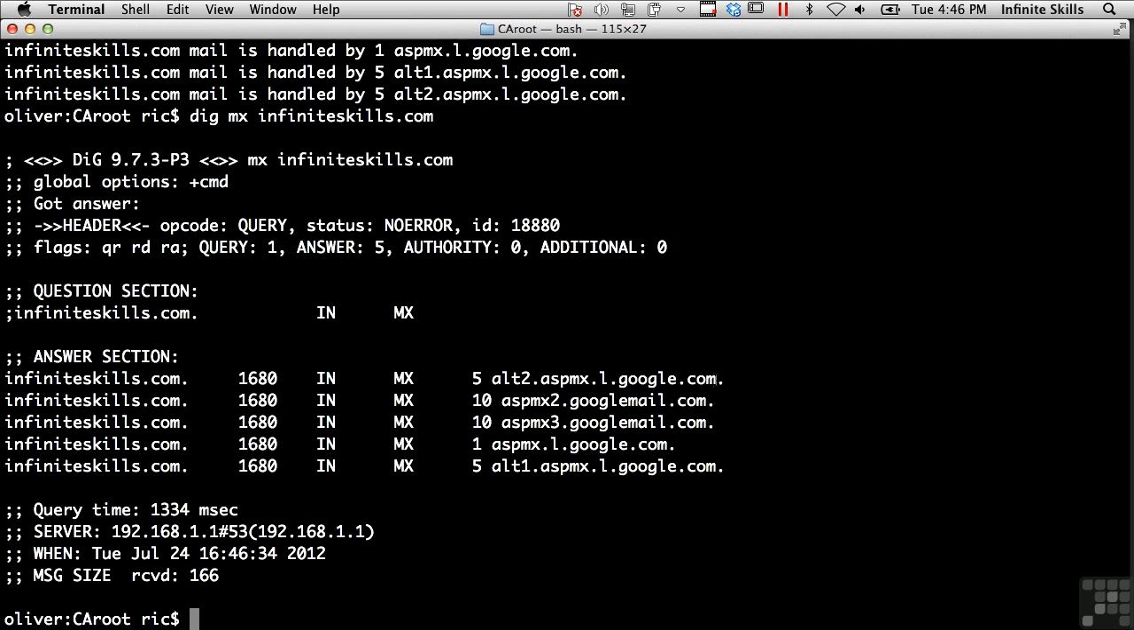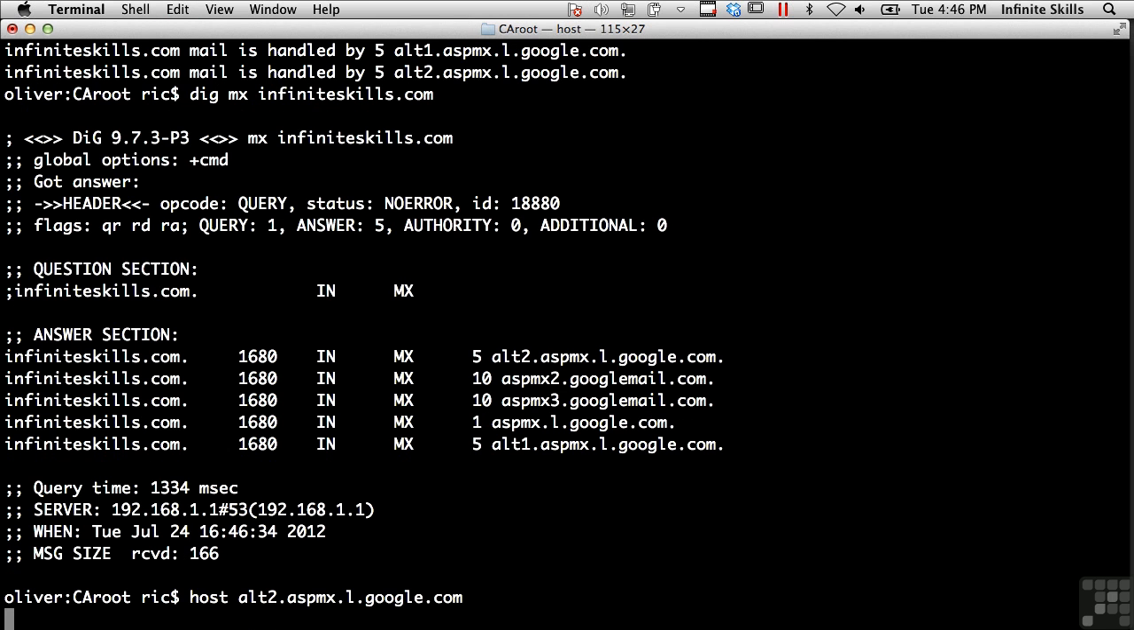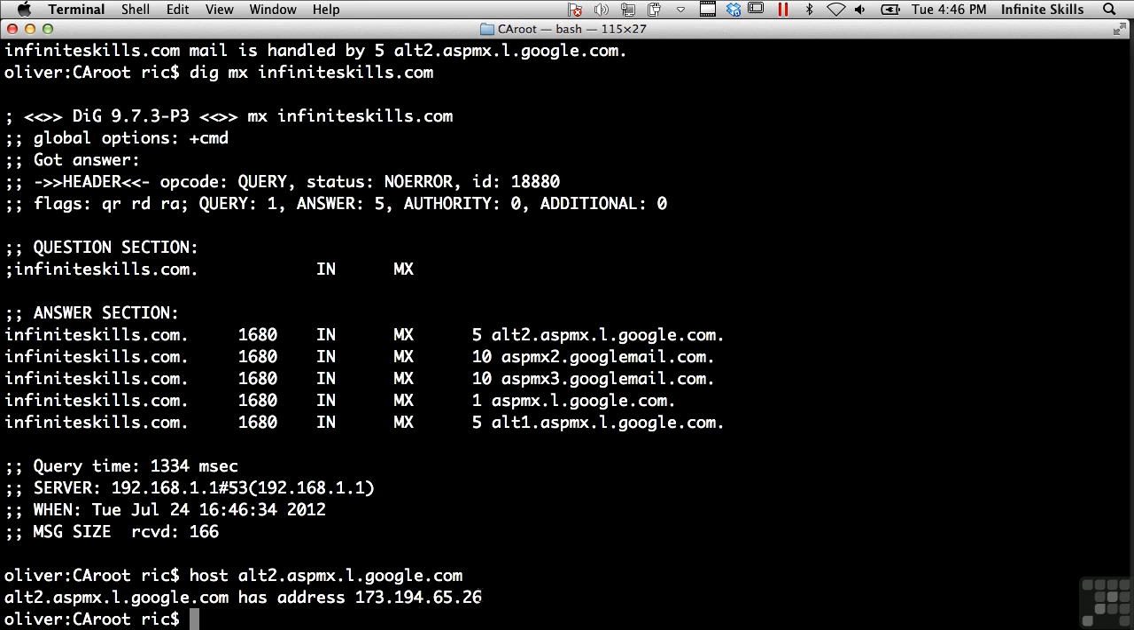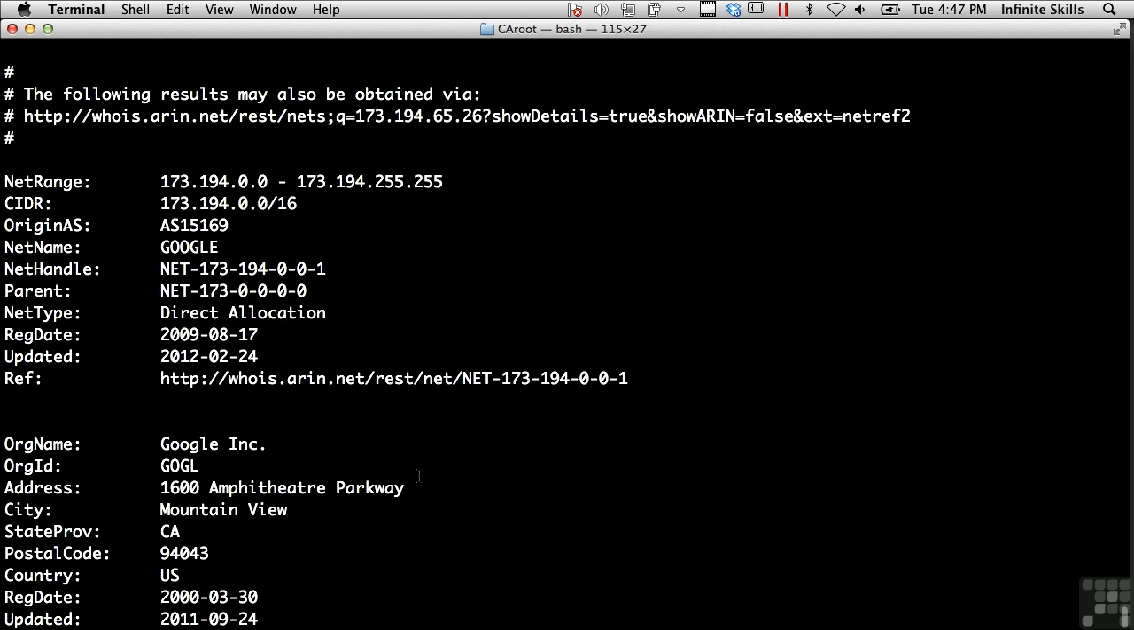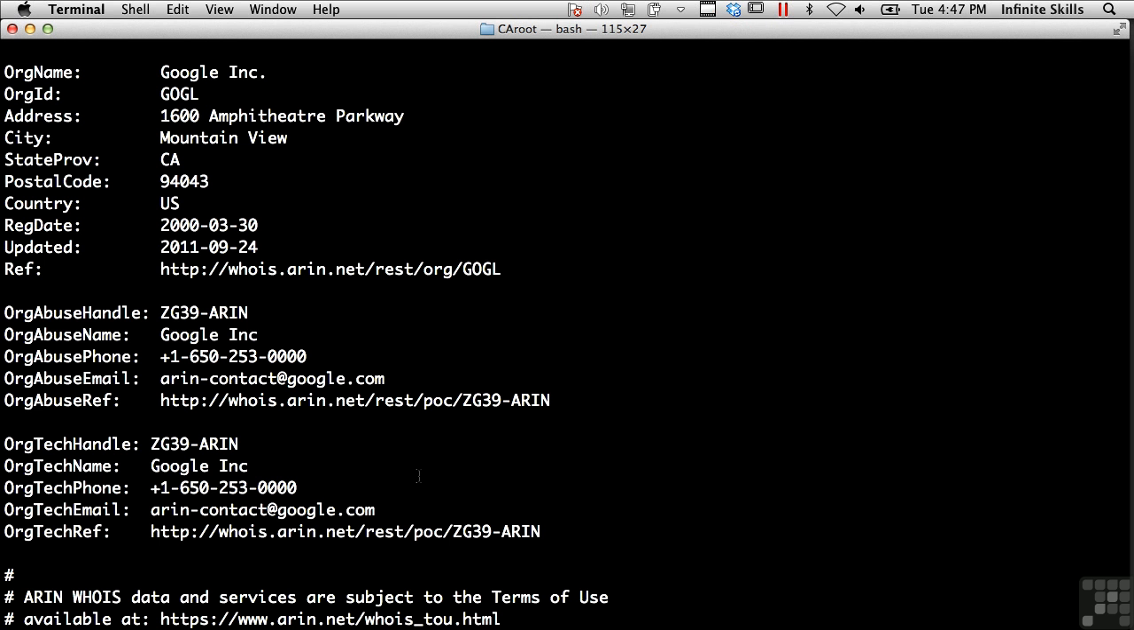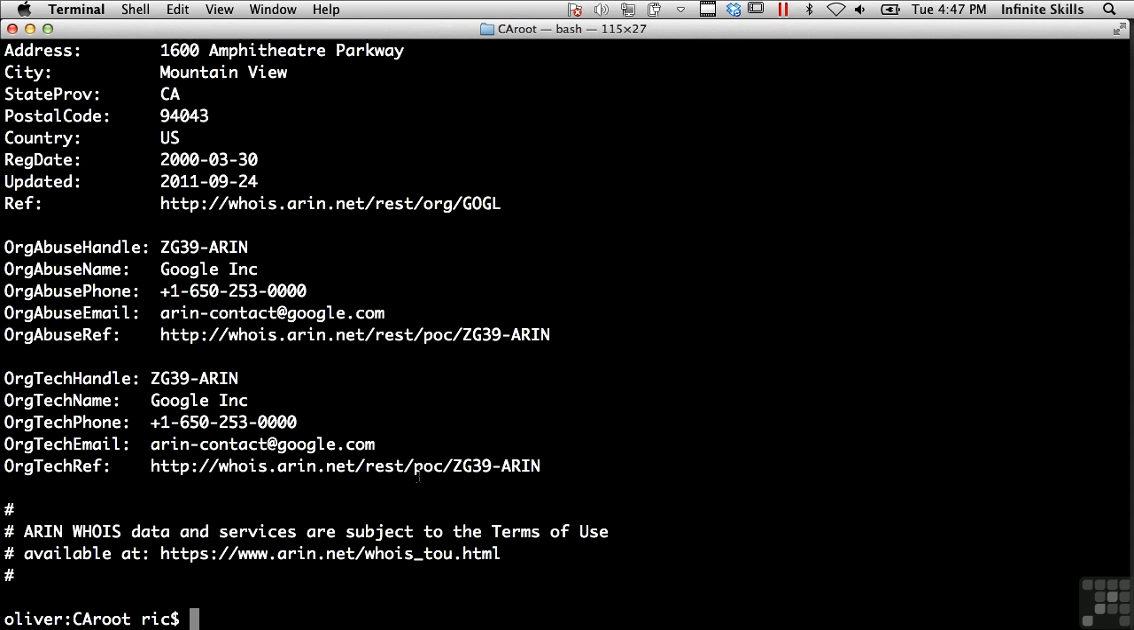If it weren't being handled by Google, let's say this was a different address, I could do a host here and get the IP address back. Now I've got an IP address, and now I'm going to do a whois again, and it's going to tell me that that's Google. Not particularly surprising. The other thing you can do is to check for different host names.